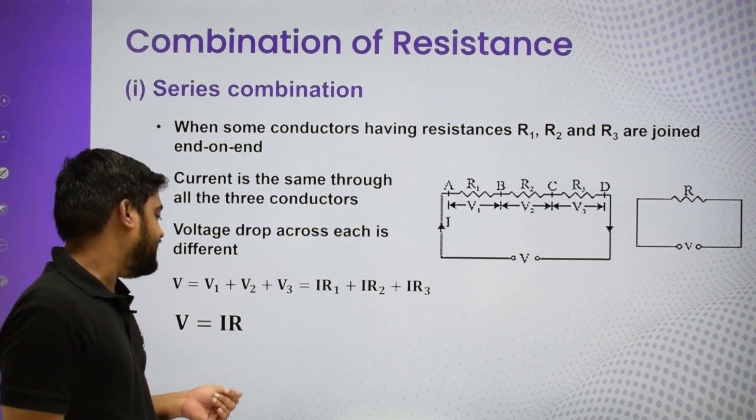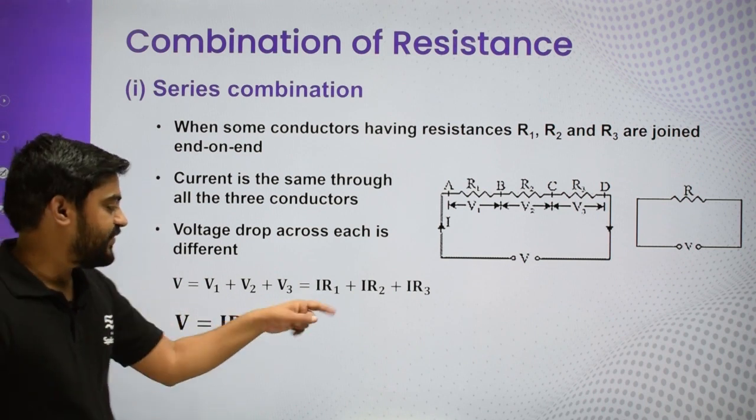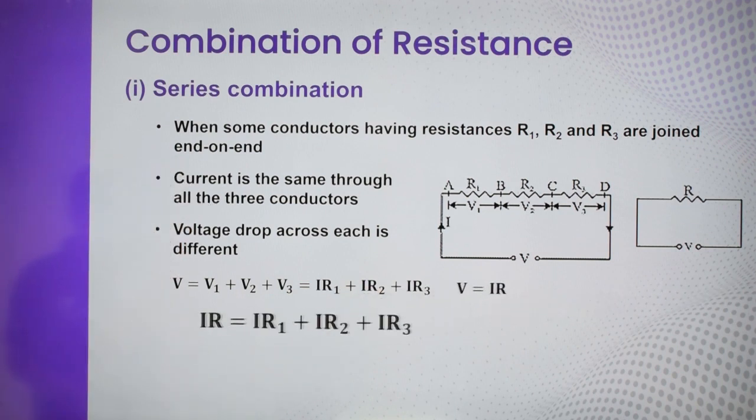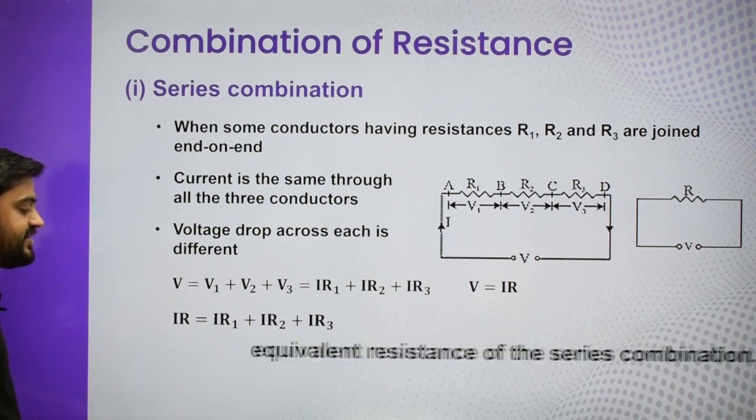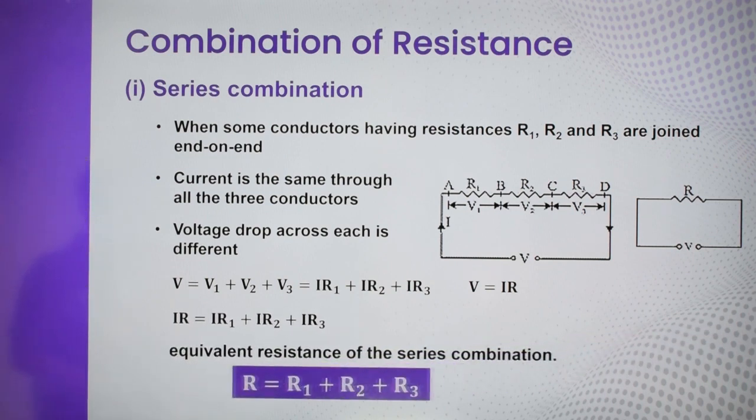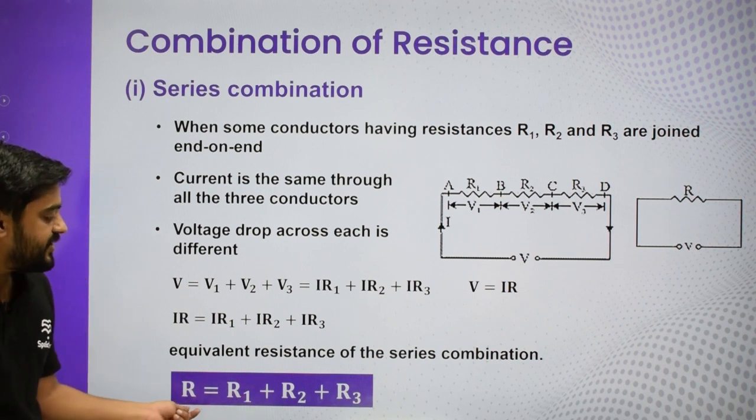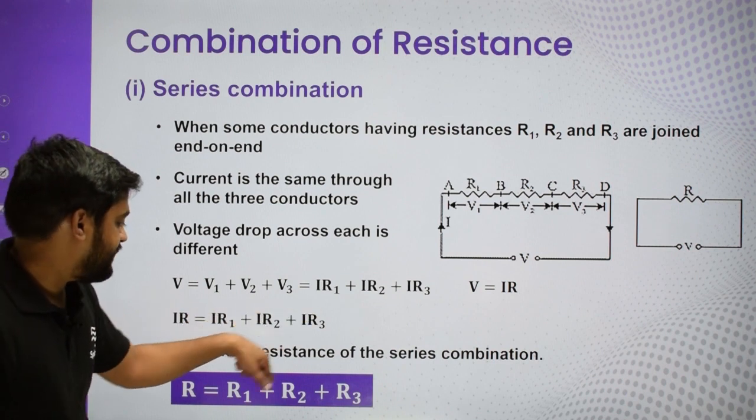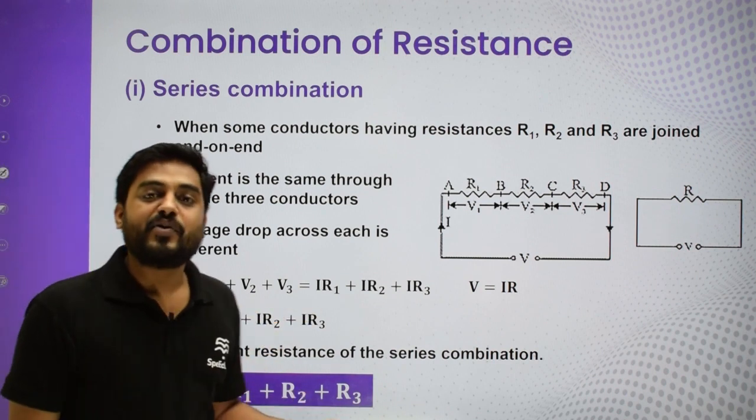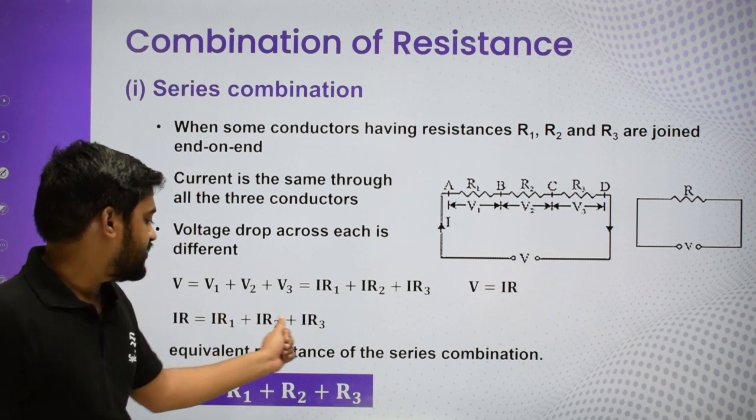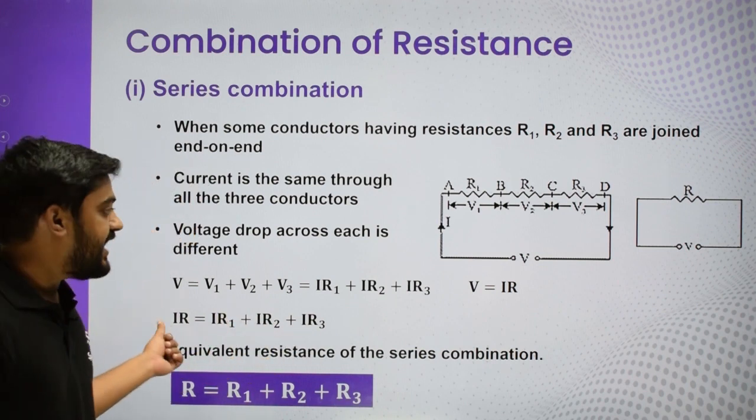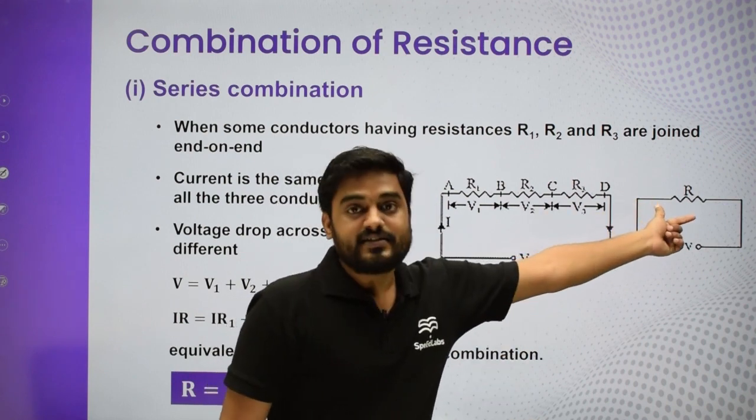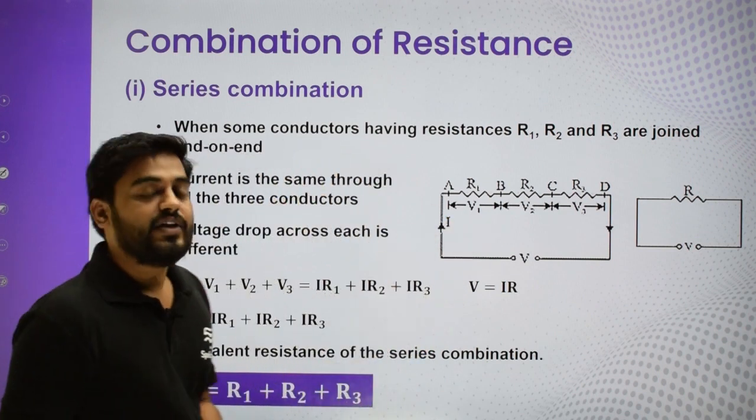Now, this V and that V are the same, so we can equate them and solve for R. The equivalent resistance of the series combination comes out to be R equals R1 plus R2 plus R3. We just cancel I from the entire equation, because I is the same current: all three resistances have the same current, and this I is also the current in the single equivalent resistance, which represents all of them together.